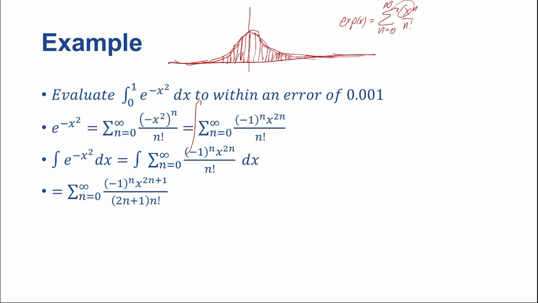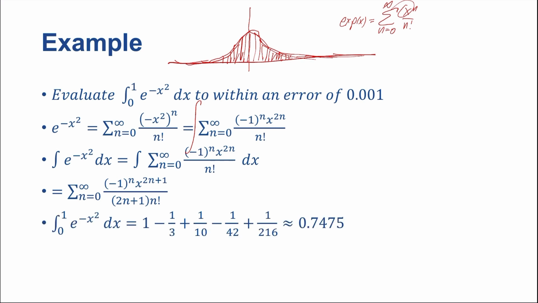Now, what we need to do is perform this integral definitely. So we set our bounds at 0 and 1. We apply the fundamental theorem of calculus. Thankfully, the 0 term cancels out. So we get the form 1 minus a third plus a tenth minus 1/42 plus 1/216, and so on and so forth. We're going to stop here at 1/216, and we are going to find what that's equal to, which is 0.7475.